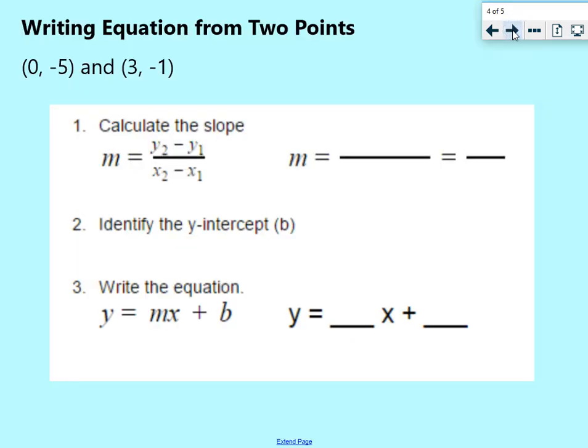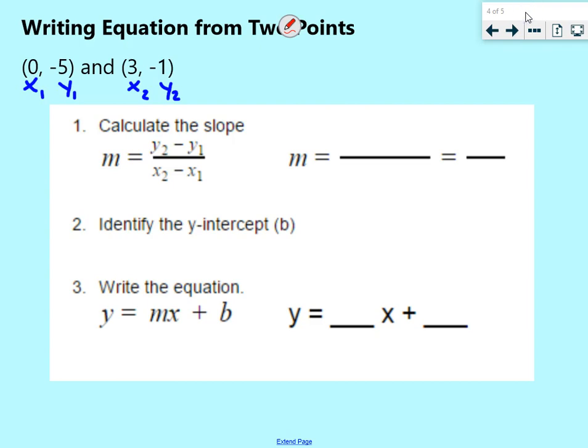If you flip your paper over, we have our second piece, which is writing an equation from 2 points. So our points are (0, -5) and (3, -1). I'm going to start by labeling my points, x and y. Now remember, since we have 2 x and y's, we have to label them x1 and y1, x2 and y2. Now we are going to calculate the slope using our slope formula. Like I said, we're going to use that formula a lot this unit, so make sure you get it down.